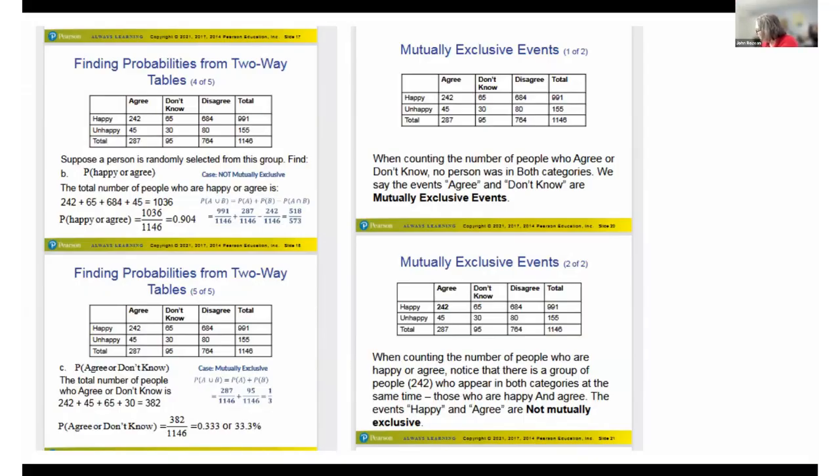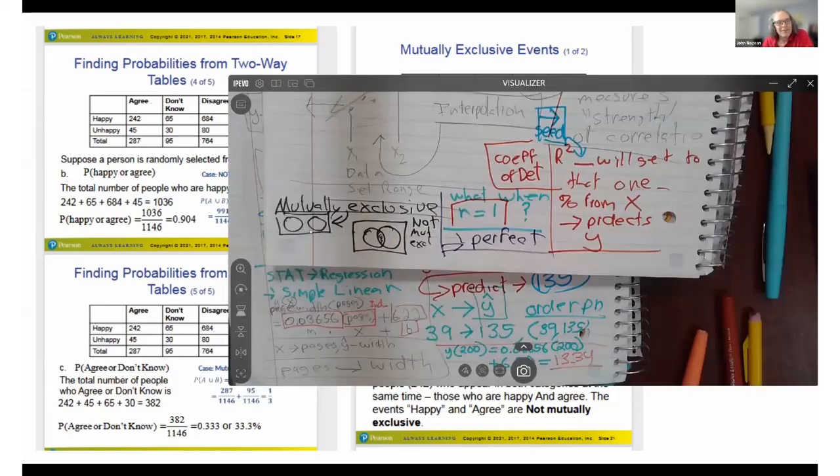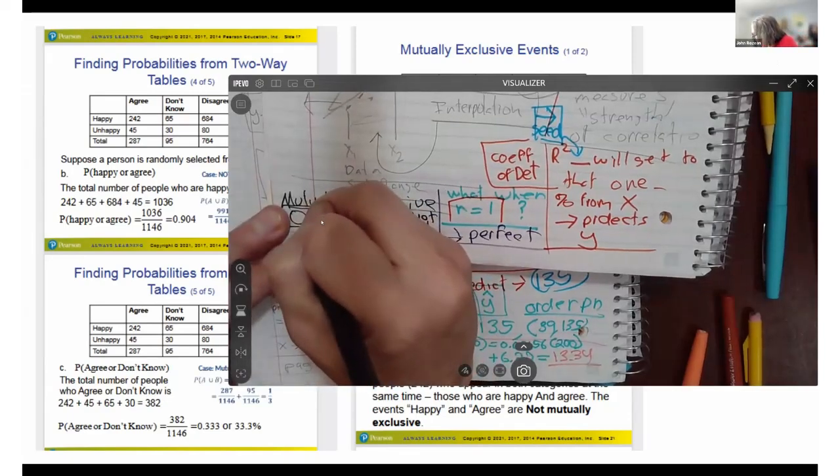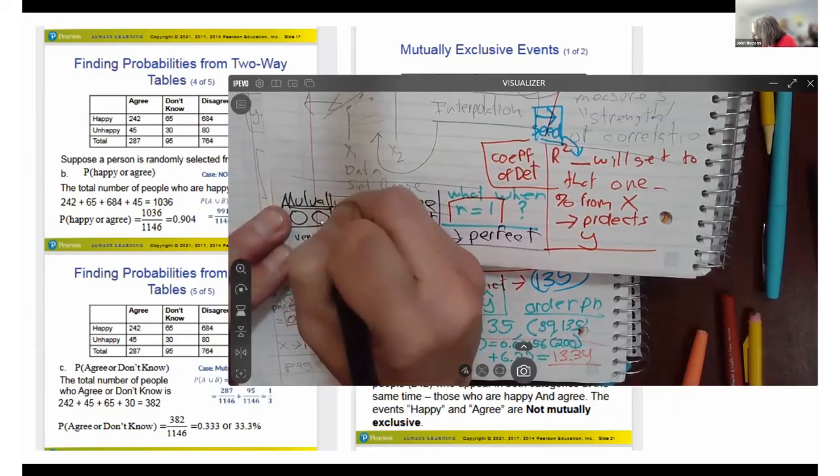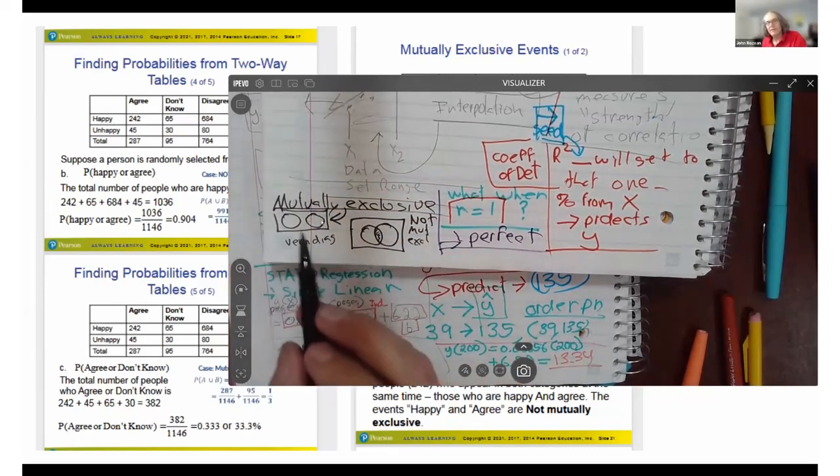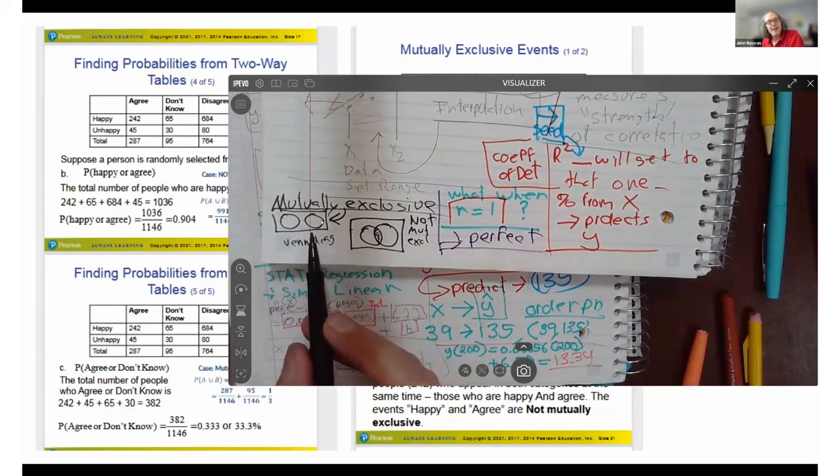What do you notice about the not mutually exclusive? Oh, you can't even see what I was drawing. What do you notice about the mutually exclusive Venn diagrams? What do you notice the difference is? Mutually exclusive and not mutually exclusive.